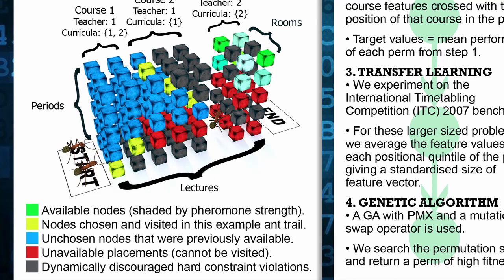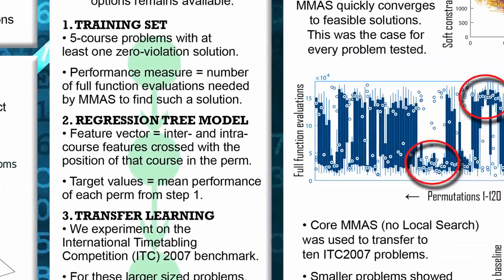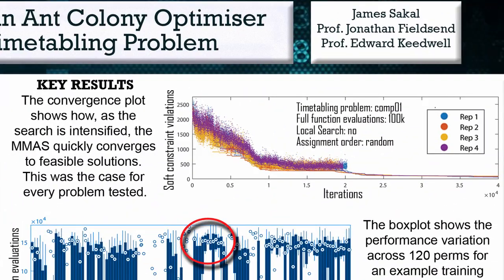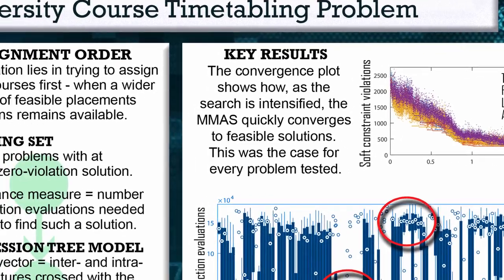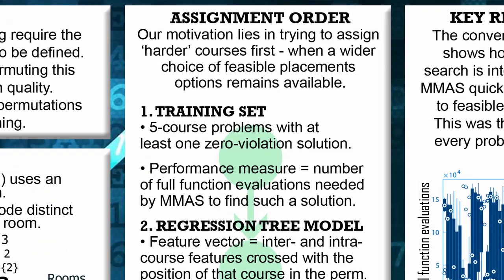A smart function evaluator ensures we don't waste computation time by only completing evaluations of solutions that will be required for the pheromone update. This convergence plot shows the system at work, consistently minimizing the soft constraint violations over a number of reps. Our investigation into assignment order begins by generating a set of small 5 course problems and measuring how quickly the MMAS can find the optimum timetable for each of the 120 course permutations.